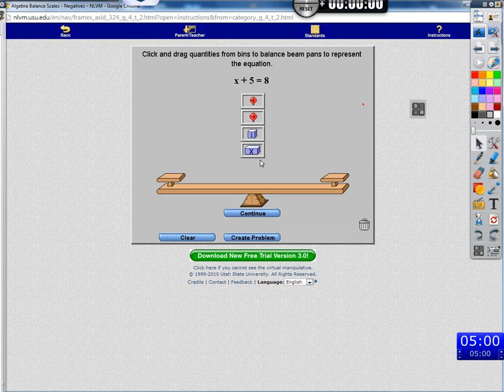Okay. So can someone come up and represent this equation using a scale? We just grab this, move it around, put it on the one side or the other. Someone willing to come up and do that?